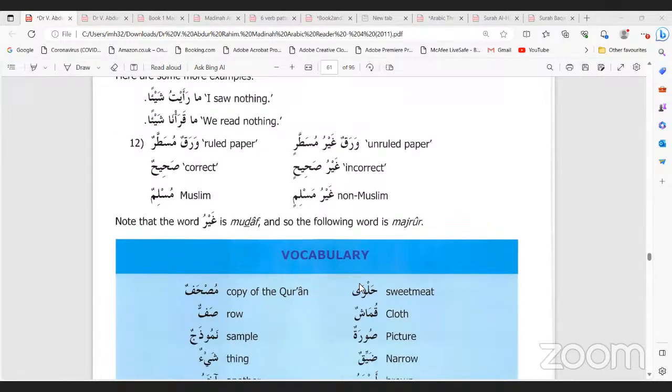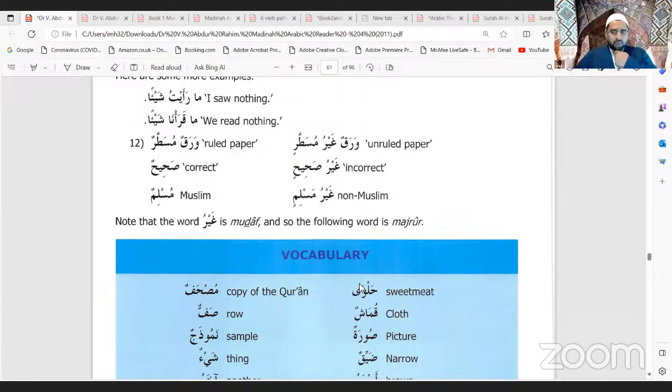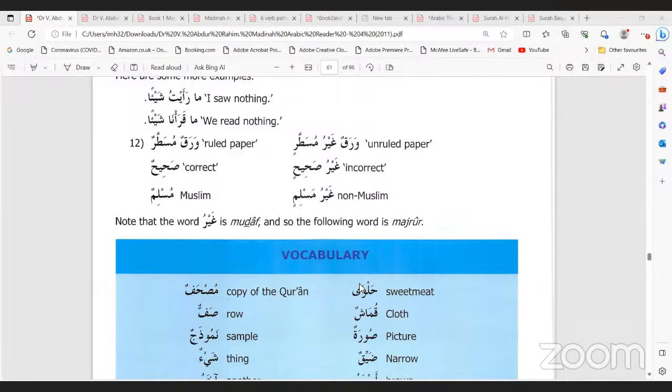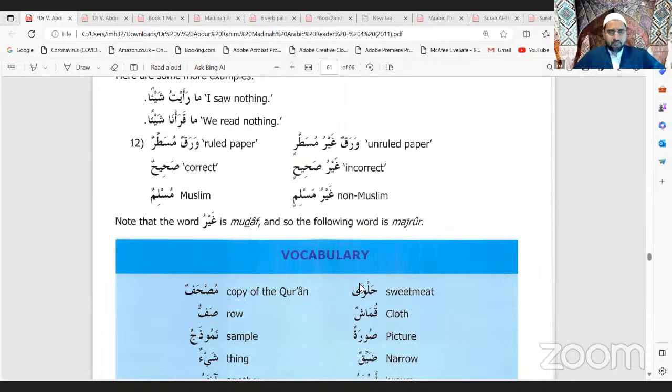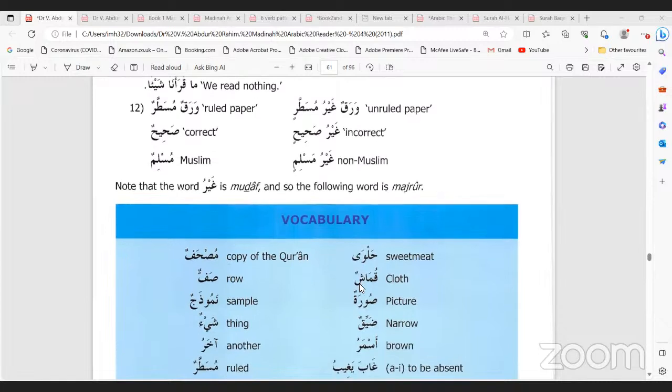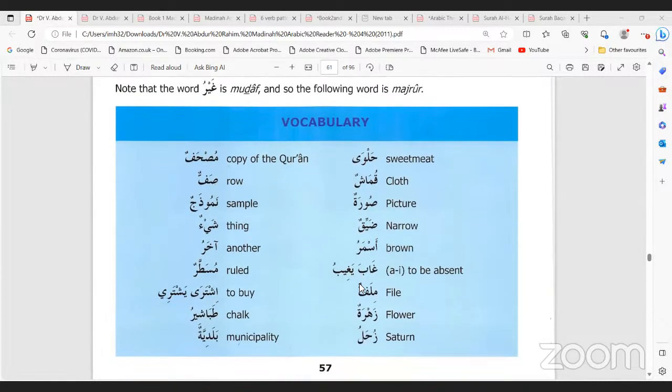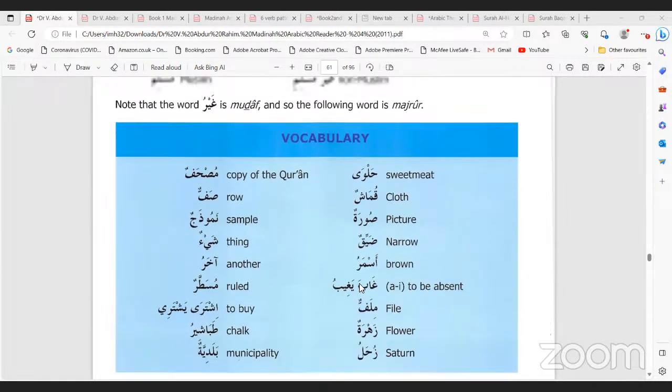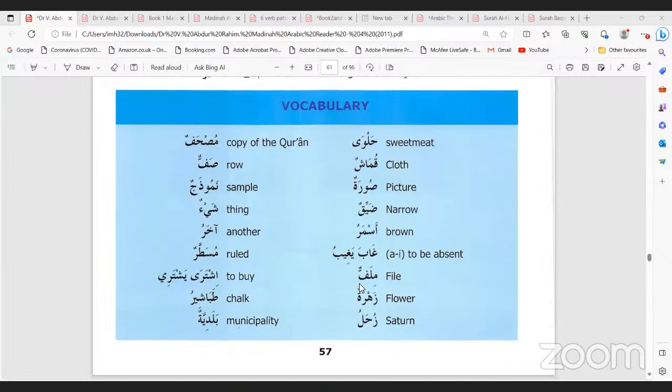Number 12. Waraqun musattarun, ruled paper, means lined paper. And waraqun ghayru musattarin, unlined paper. Sahihun, correct; ghayru sahihin, incorrect. Muslimun, Muslim; ghayru muslimin, non-Muslim. Note that the word ghayru is mudaf, and so the following word is majroor.